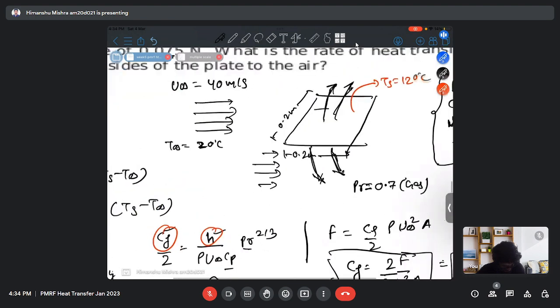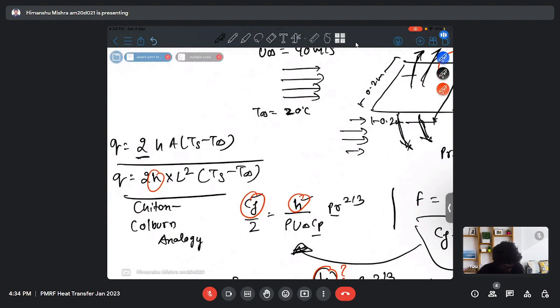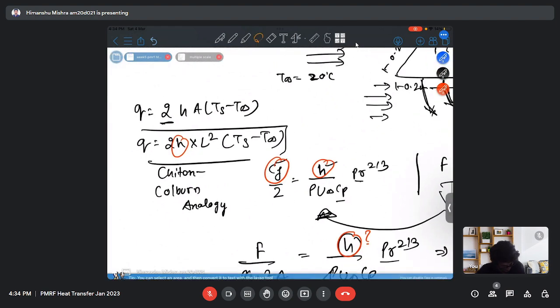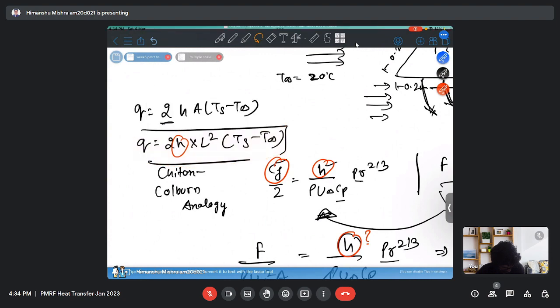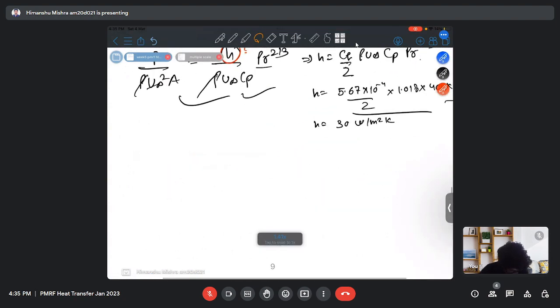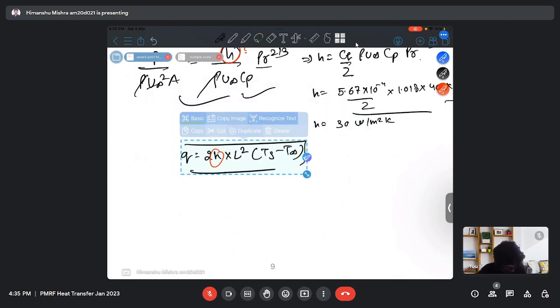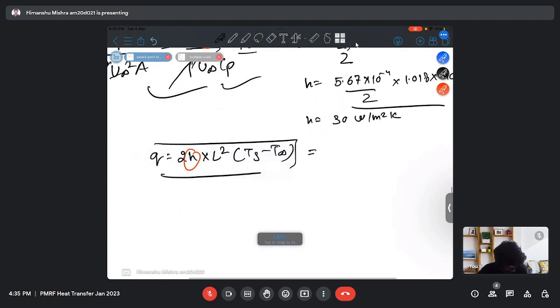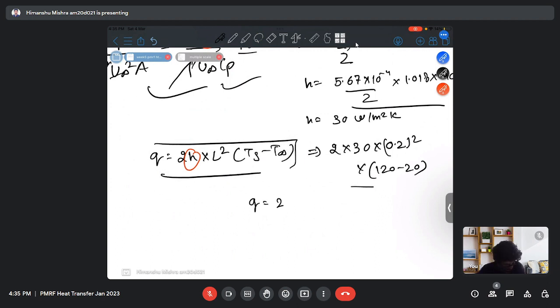And then I just need to use Newton's law of cooling here. My surface temperature was 120, minus 20 for the airflow, and by solving this we will get the heat transfer as 240 watt.